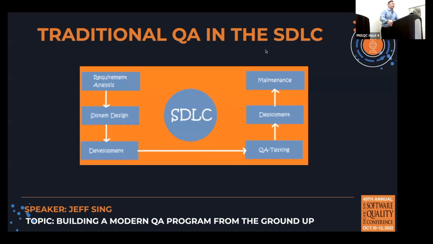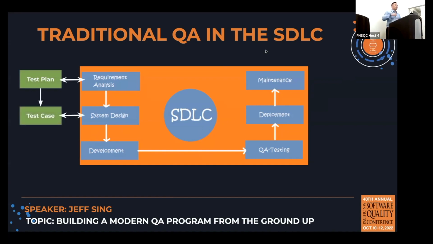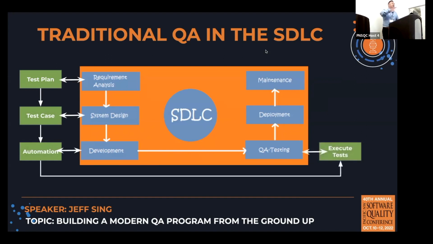When I started off in QA, a decade and a half ago, this is kind of what QA was. Here's the developer SDLC, and QA kind of sits on the side. So when developers are doing requirement analysis, we build a test plan. When they're doing system design, we're building our test cases. When they're doing development, maybe we'll do automation, and we'll start building it in parallel. They toss it over that proverbial wall, and here we execute our tests.